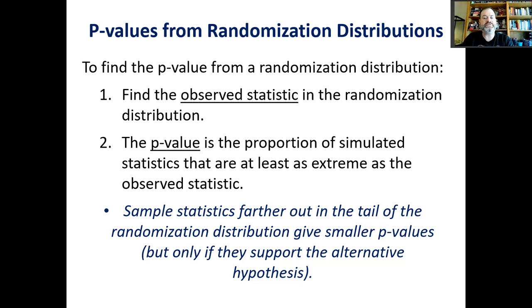And sample statistics farther out in the tail of the randomization distribution give smaller p-values, but only if they support the alternative hypothesis. So we saw that a little bit at the end of section 4.1, right? If your sample goes the opposite direction from your alternative hypothesis, then it cannot provide strong evidence. It's weak evidence or none.